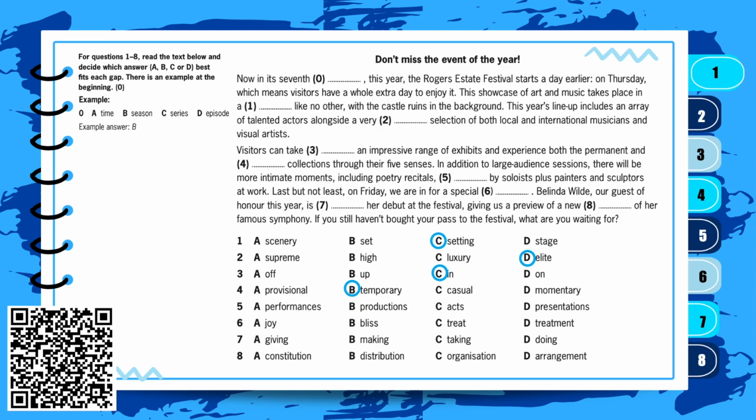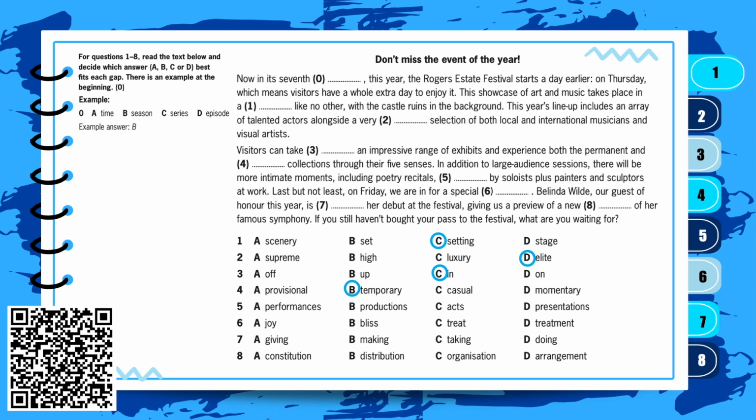The word "casual" means relaxed and unconcerned, and it is not appropriate to describe collections of exhibits. The word "momentary" means lasting for a very short time, and it is not appropriate to describe collections of exhibits, which are typically on display for a longer period of time.